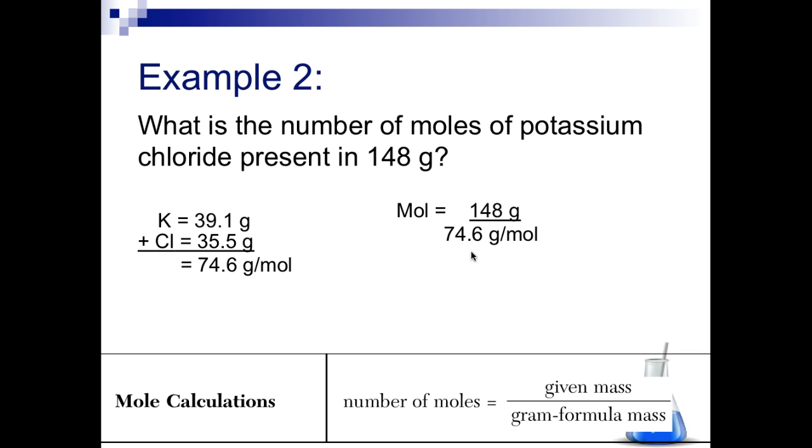Plug into our equation: 148 is the mass that we were given, over our gram formula mass. Grams cancel. That's what we want. And then we have 1.98 moles. Again, 148 has 3 sig figs, and 1.98 works because it also has 3 sig figs. Let's look at the next.